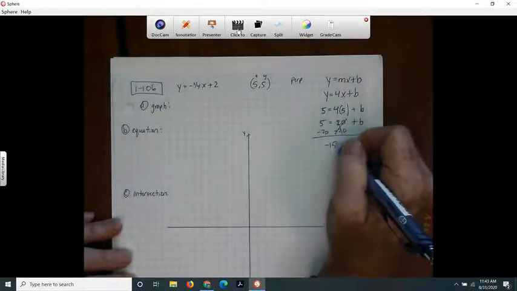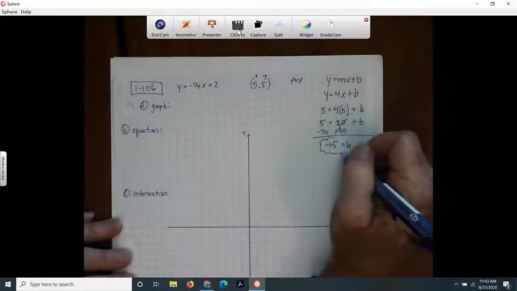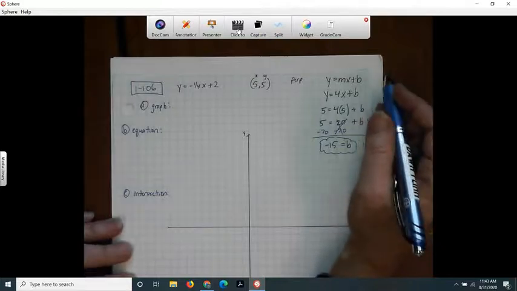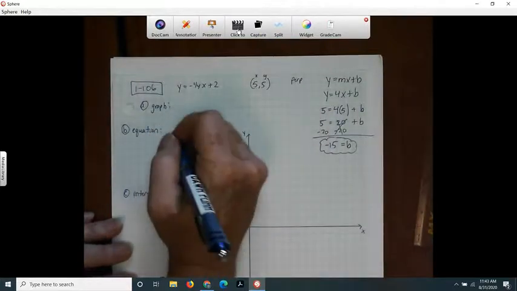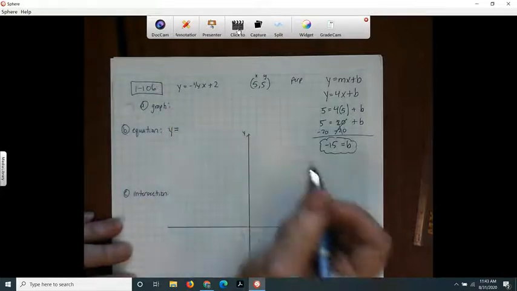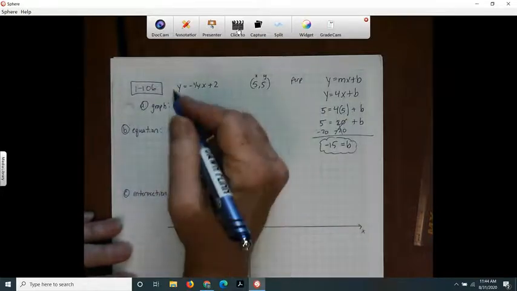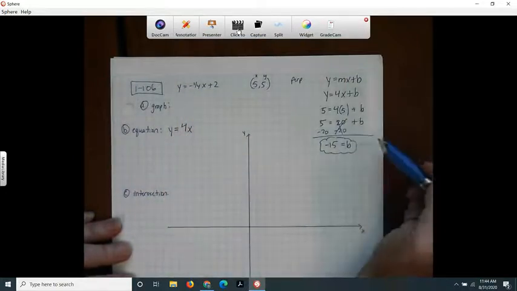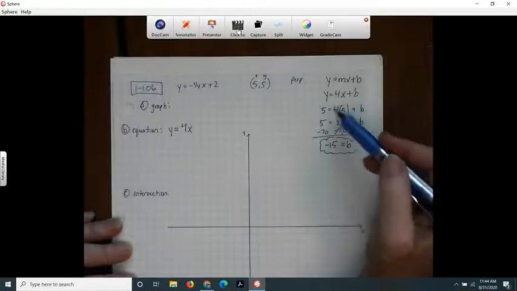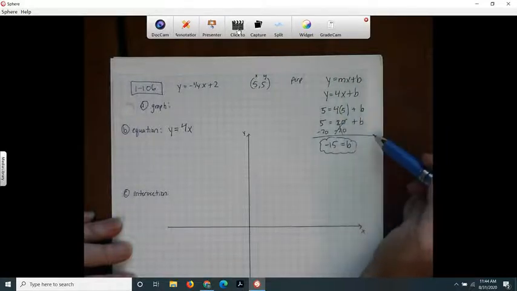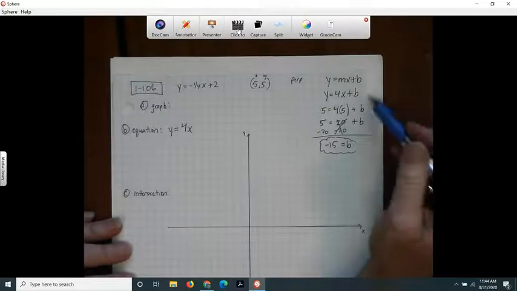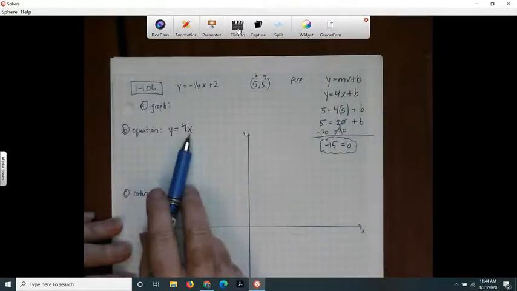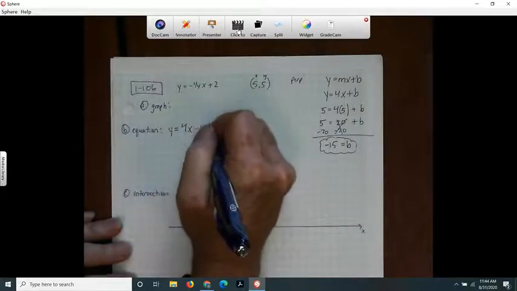So now I know what b is, and I know what m is, so the equation of the perpendicular is going to be y equals, the perpendicular slope has to be the opposite reciprocal, so it's 4. We just did all this work to find out what b was. I don't think you can find b in your head like that. That's why I'm insisting that you show your work. If you don't show your work, I'm going to keep marking it wrong. So that's 4x minus 15. So this is the equation.